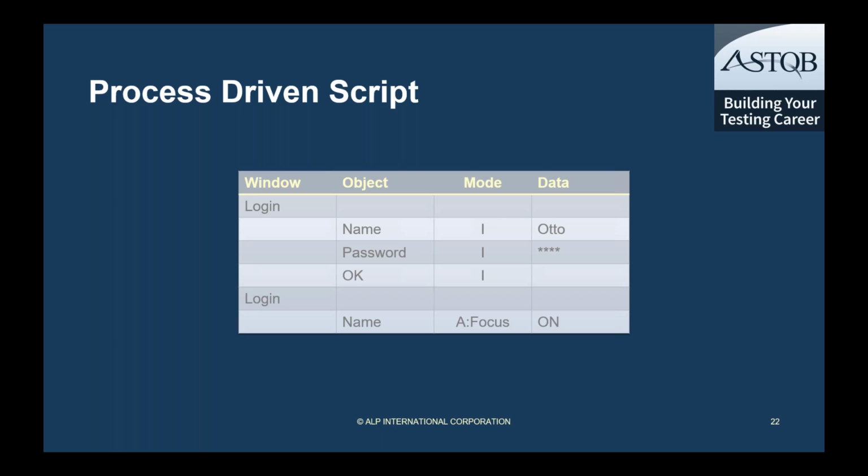Now, the next step down is password. Password is also an object, and we use an input mode to input the password. And finally, we have, as we always have on our login screens, an OK button. So the OK is a button, is an object, and we use I as an input mechanism. And then the line below is saying, okay, let's go back to that login window, and let's see if the name field is in focus.